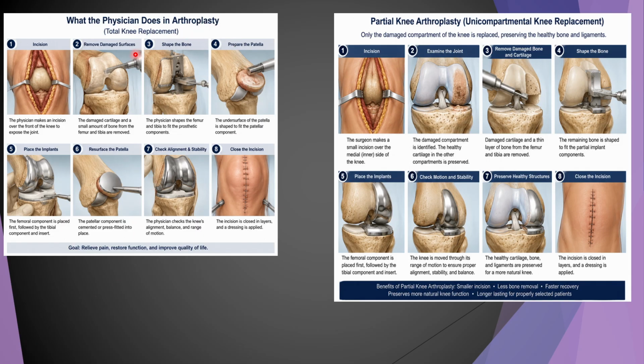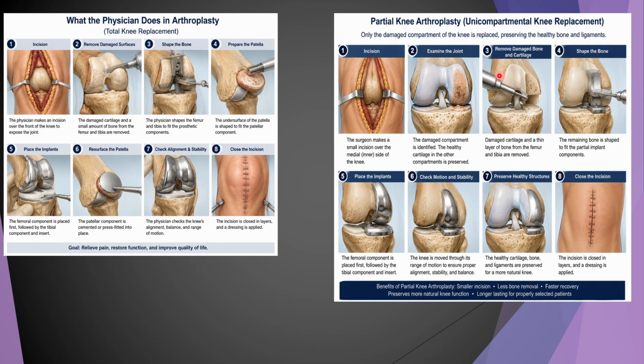So here is total arthroplasty, and here is a knee. First the incision, remove the damaged bone and cartilage, and prepare the surface so that he can place the implant and resurface that area. Then check the alignment, the movement and stability, and close the incision. So this is total knee arthroplasty, or total knee replacement.